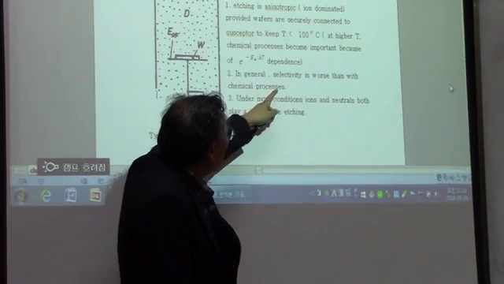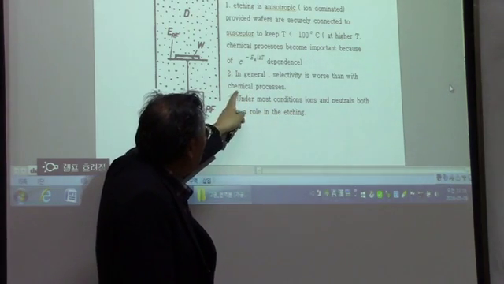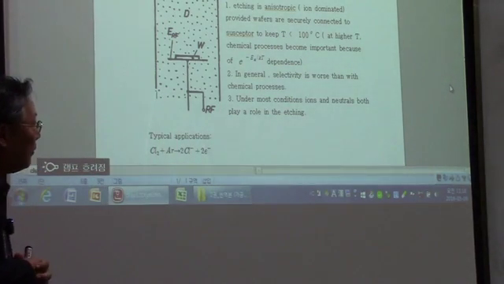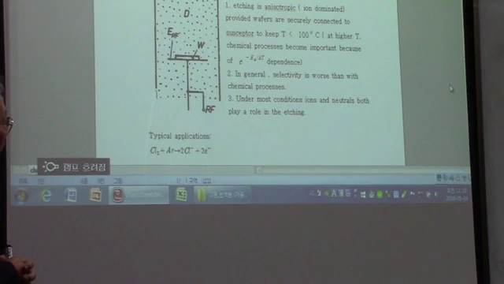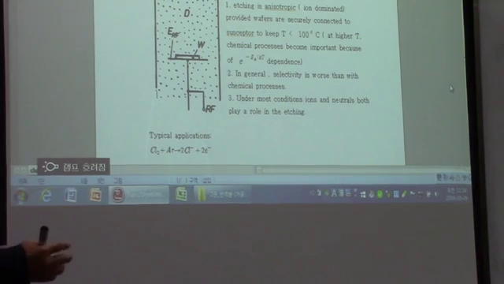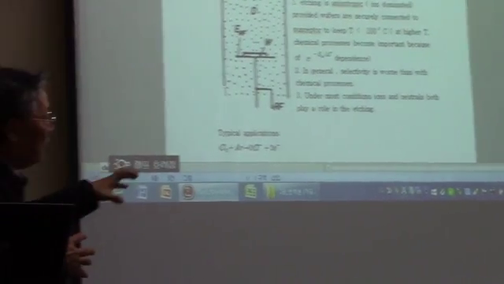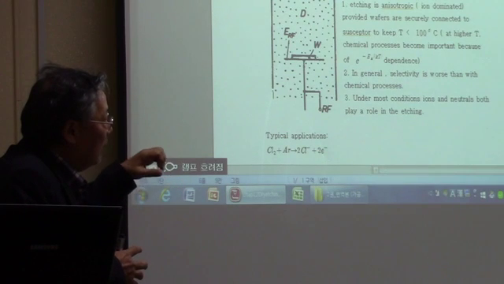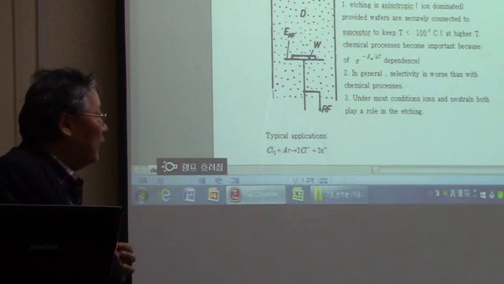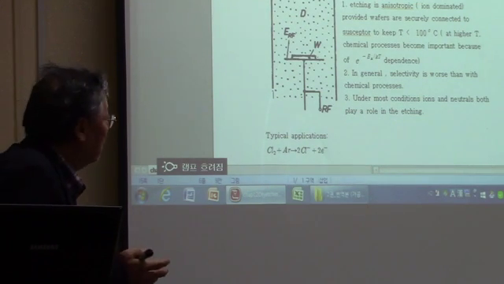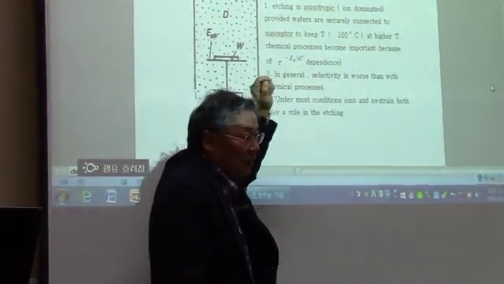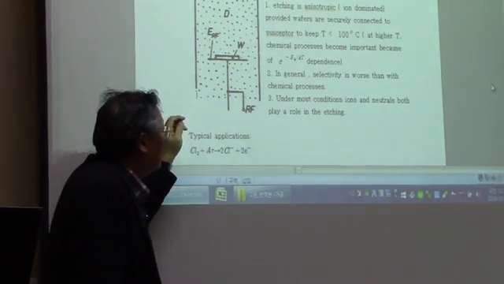Okay, and in general, selectivity is worse than with the chemical processes. The selectivity has to be bad, because more or less the physical collision becomes more important than the chemical reactions. Okay, if the chemical process is important, then we can secure the selectivity. But if the physical process is important, then we are going to lose the selectivity. Sacrifice some part of the selectivity, but we can increase the anisotropic nature of the dry etching.